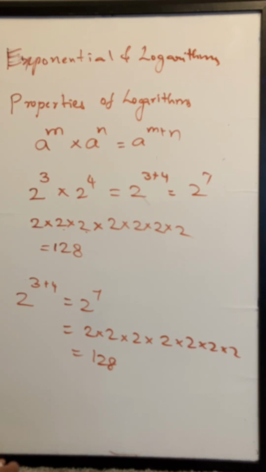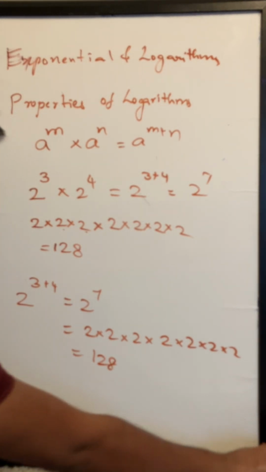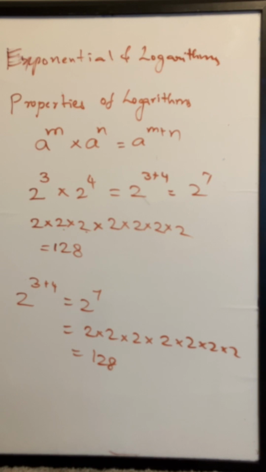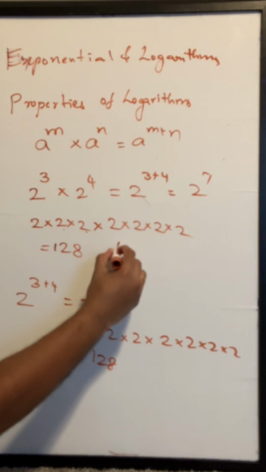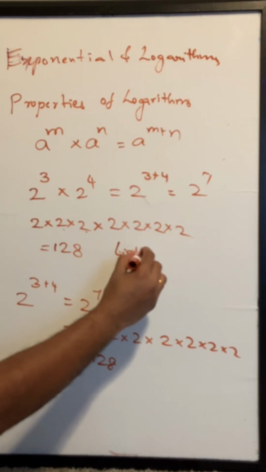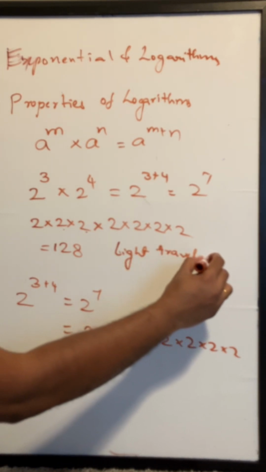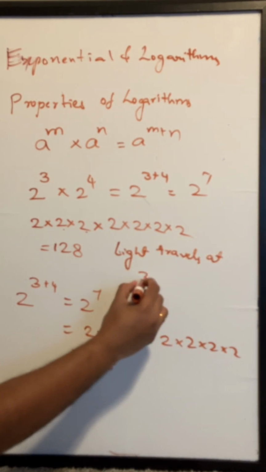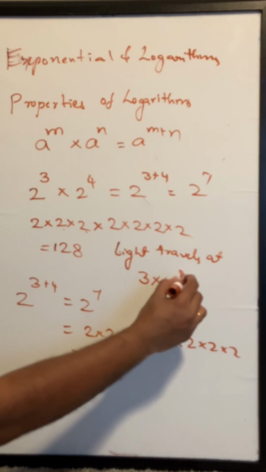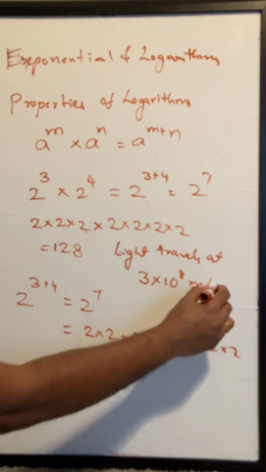For example, you might have seen in chemistry some constants. Forget about all those things. At what speed does light travel? We know the speed of light. Light travels at 3 into 10 to the power of 8 meters per second. We always write this one.